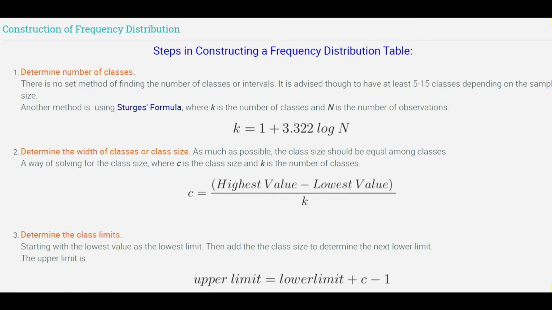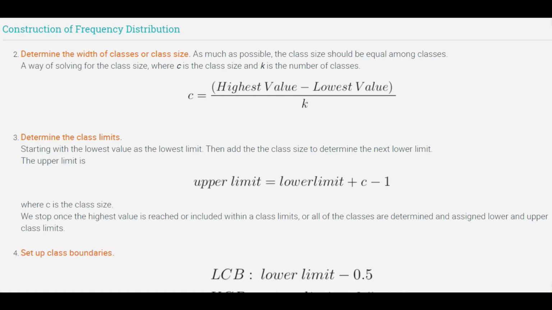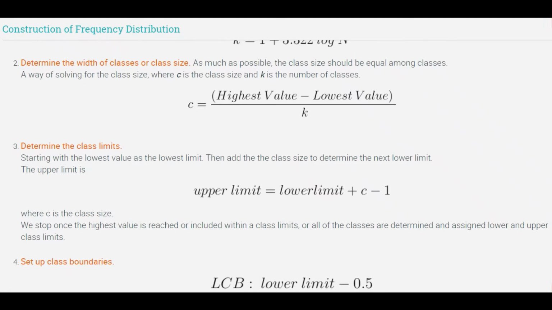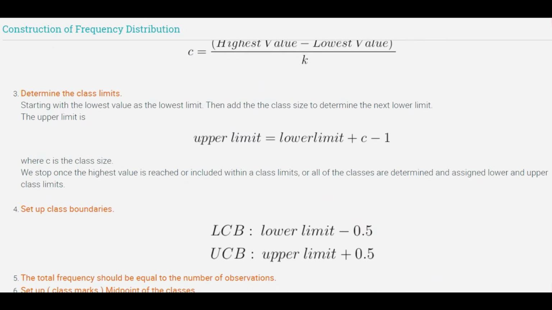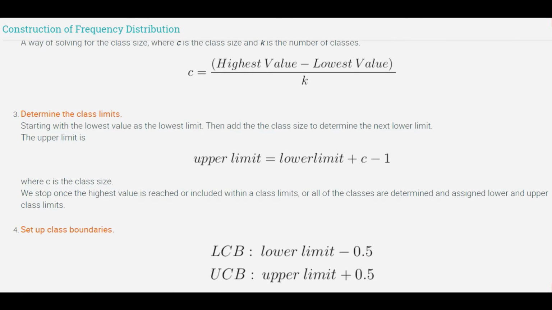Next is to determine the class limits. The lowest value is said to be the lowest limit. Adding the class size to the lowest limit determines the next lower limit and so on. Generally, the upper limit is obtained by subtracting 1 from the sum of the lower limit and the class size. We stop once the highest value is reached or it is included within class limits.